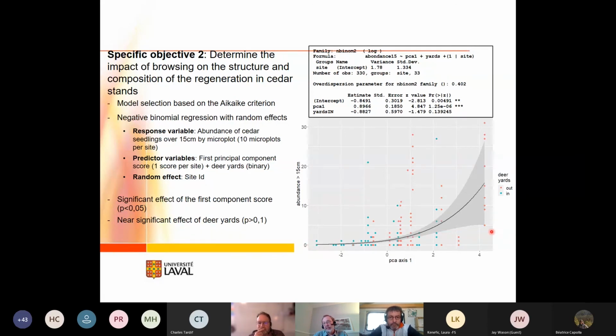And on the opposite side here, the lower browsing pressure was associated with higher abundance of seedlings, and you have a mix here in the middle with a lot of variation, meaning that there are also other factors playing there.